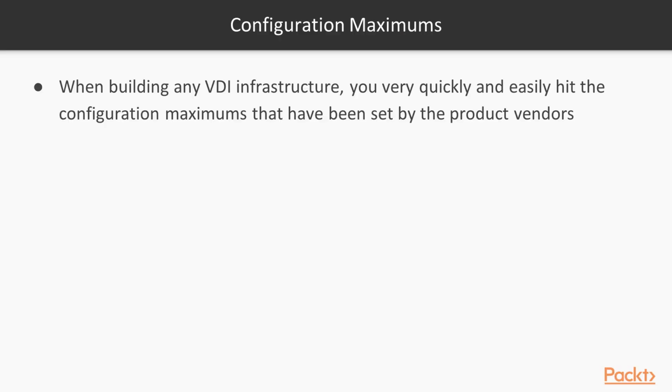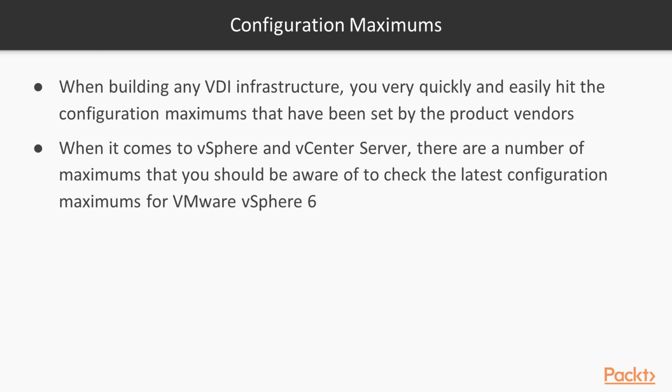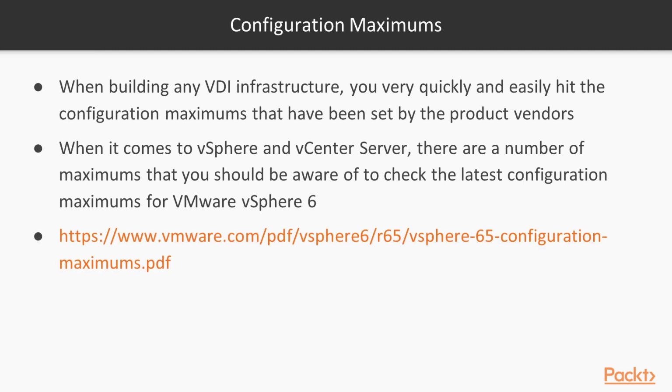When building any VDI infrastructure, you can quickly and easily hit the configuration maximums that have been set. With vSphere and vCenter server, there are a number of maximums that you should be aware of. To check the latest configuration maximums for vSphere, follow the link that's shown on screen. You should also keep in mind that Horizon View specific maximums exist. We will discuss these later in this course. Don't forget that these maximums are not goals to try and hit, but are maximum limits.